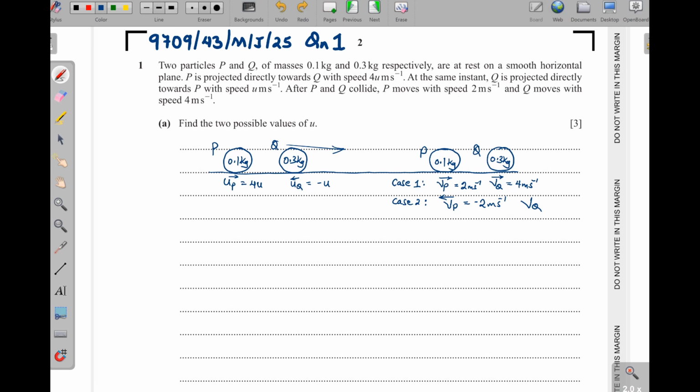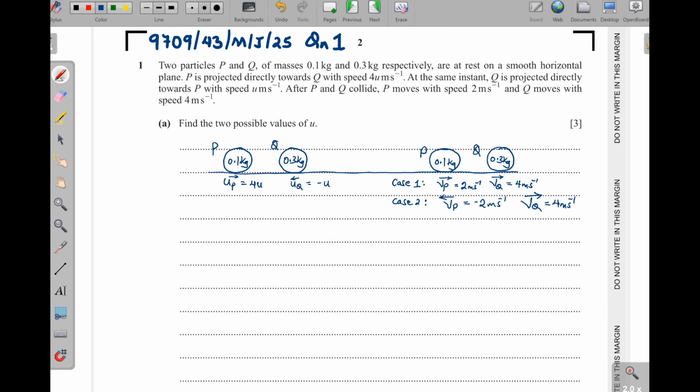Why? Because P here has a bigger speed by the time it hits Q. You see it is 4 times this one. So I'm going to let it continue to move to this other side. Now, what do we have here? This one is going to be again 4 meters per second.